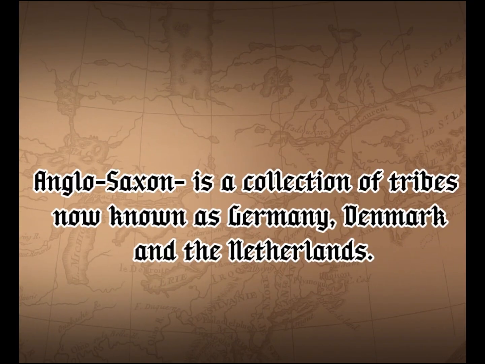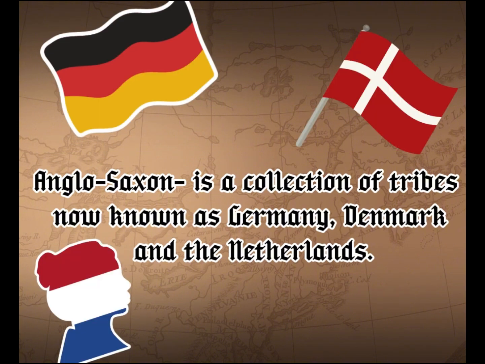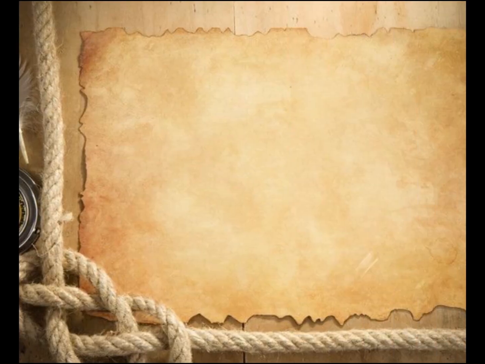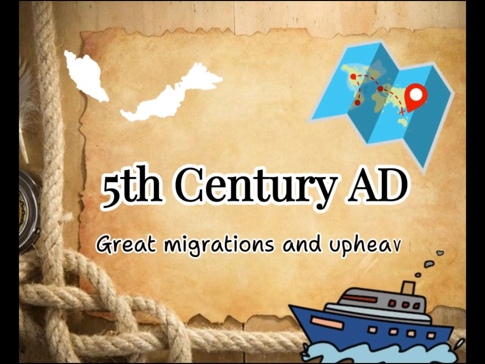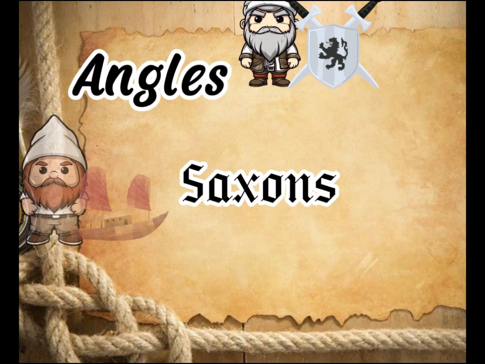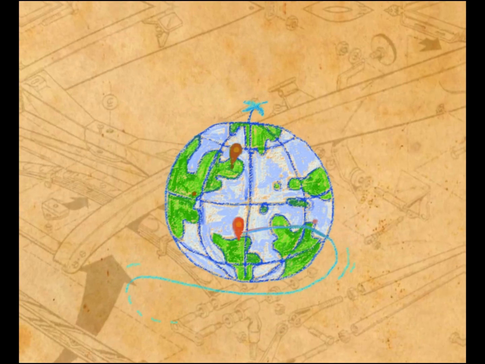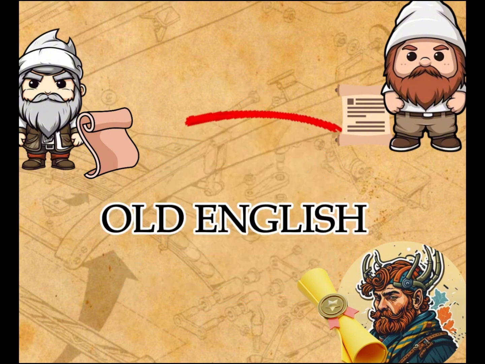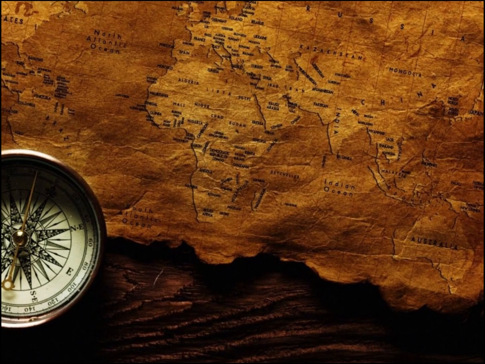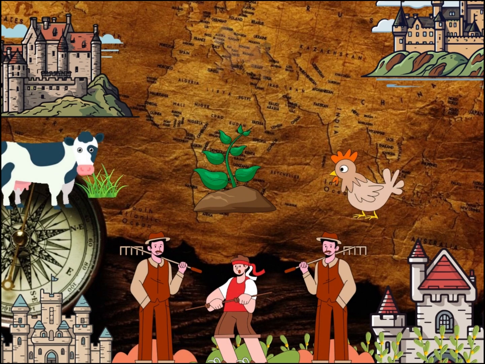Anglo-Saxon is a collection of tribes from what is now known as Germany, Denmark, and the Netherlands. In the 5th century AD, in a time of great migrations and upheaval, a group of people, including the Angles, Saxons, and the Jutes, made their way to the British Isles. These tribes brought their own dialects that later formed Old English. They eventually established small kingdoms and started cultivating the land.